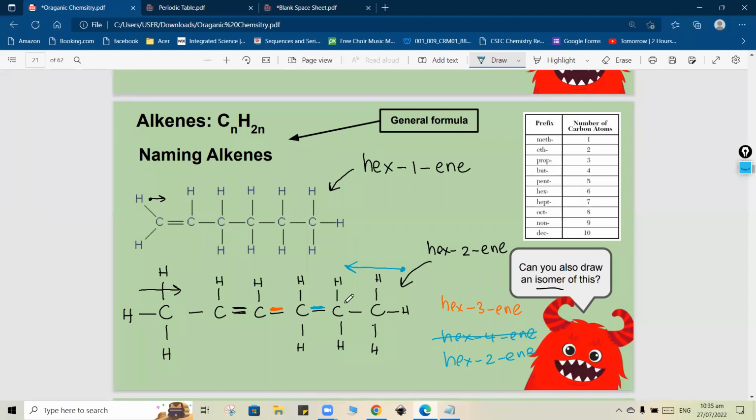Some people are saying hex-3-ene, it's not 3. Because if you start to walk from this side, when you walk by this carbon, the first one, you cannot touch the double bond. But the minute you reach the second carbon and you're standing up here, you can just stretch your hand very, very easily and touch the double bond. So it happens at the second carbon.